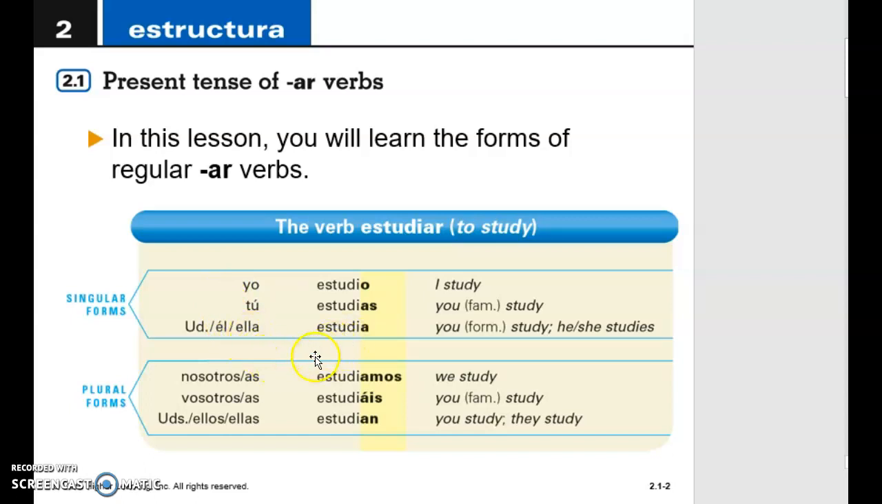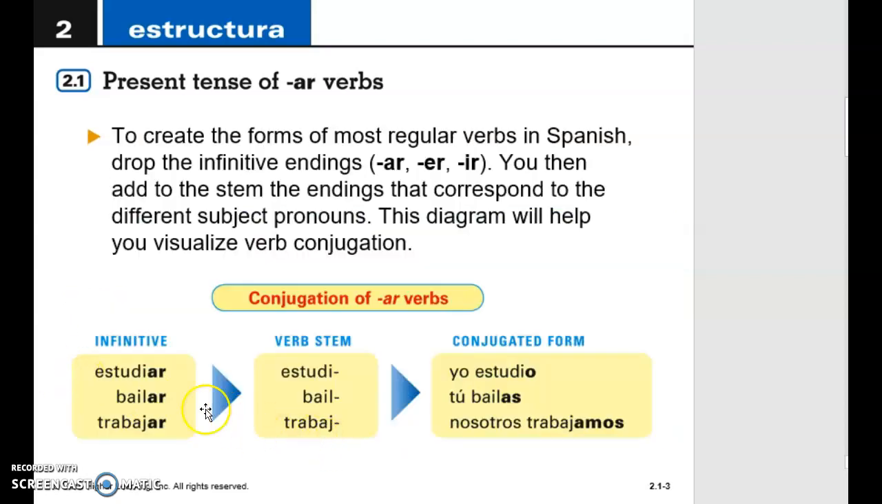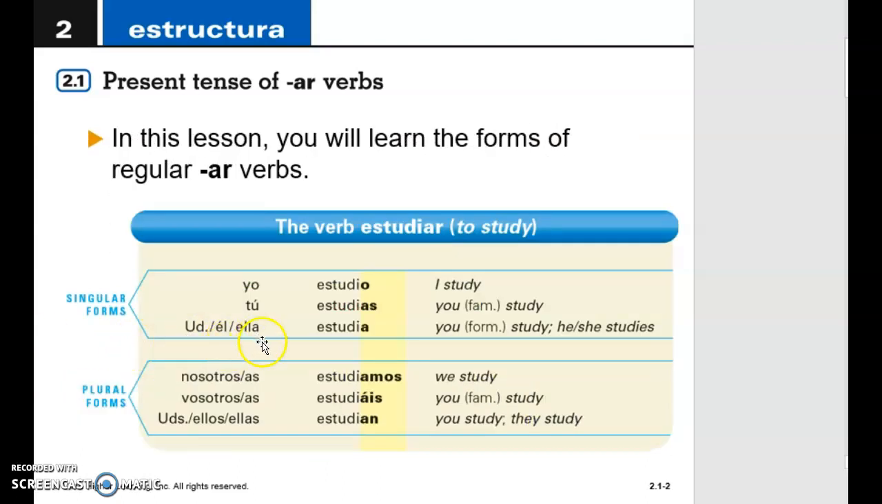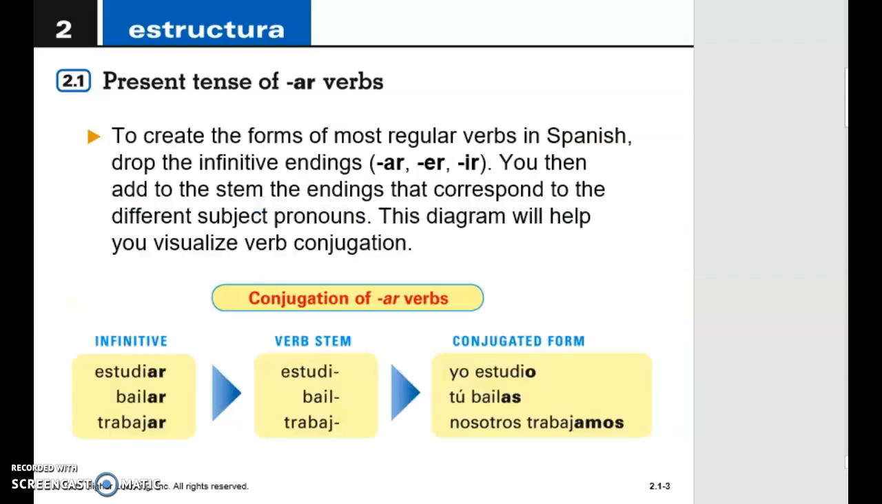Ella estudia. Mi hermana estudia. Now I want to say that she works. Mi hermana, and then I see that the ending is going to be a. Mi hermana trabaja, and I'm going to plug in here a. Mi hermana trabaja. Yo trabajo. Yo bailo. Yo estudio. Tú bailas. Tú estudias. Tú trabajas. Okay, so I think that by now you're starting to see that pattern.